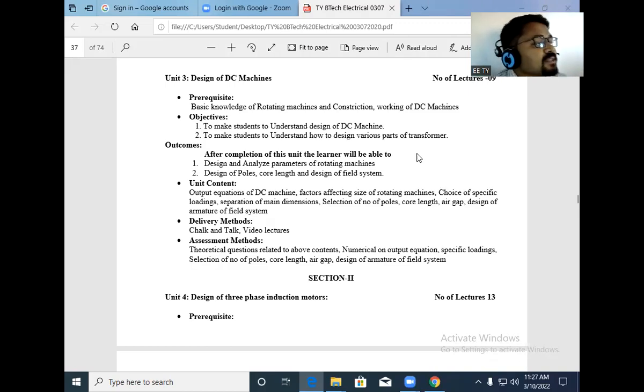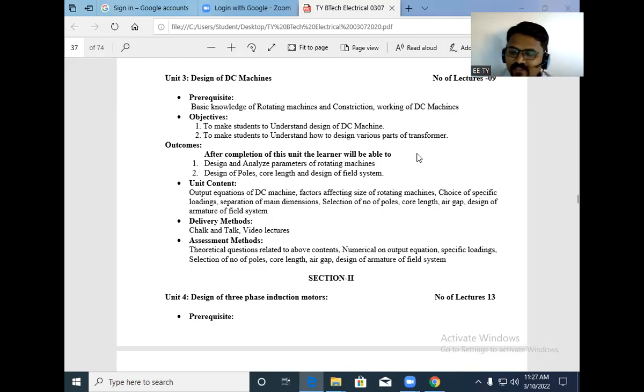which is first chapter, introduction, second chapter, design of transformer, and third chapter, design of DC machines. Okay, so this is section 1, chapter number 1, chapter number 2, and chapter number 3. These comprise section first.